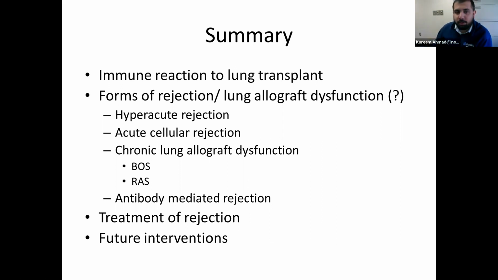Ultimately, everything we want to do, again, is to stop this trajectory from acute cellular rejection all the way down to chronic rejection for as long as possible, because we know that 50% of people who live to 5 years after their lung transplant are going to develop a form of chronic rejection. And if we can mitigate that, then we can have better success and a longer lasting organ.